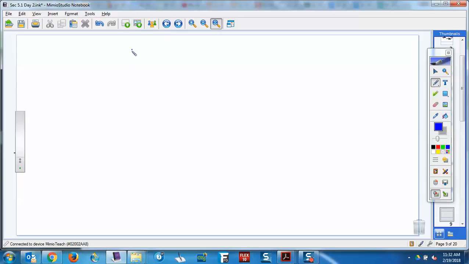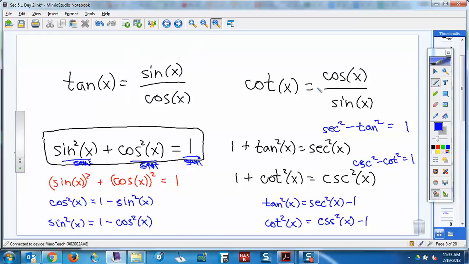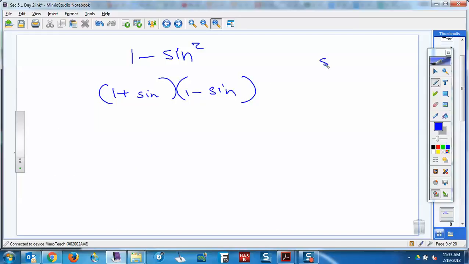But let's talk about this a little bit. Here's some other algebra we're going to do. 1 minus sine squared. Guess what? That factors into 1 plus sine, 1 minus sine. So all of those Pythagorean ones, we had secant squared minus tangent squared. That's going to factor into secant plus tangent and secant minus tangent, right? Those are going to come up. We were talking about factoring and canceling the other day. Those are going to come into play.